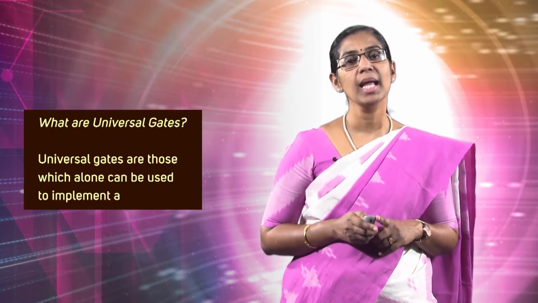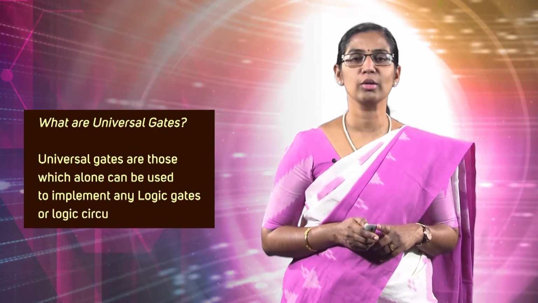What is meant by the word universal? It means a property which is applicable to all cases. What are universal gates? Universal gates are those which alone can be used to implement any logic gates or logic circuits. Using them, we can construct any Boolean expression. The universal gates we mentioned here are NAND and NOR gates. Let's see how they can be used to implement other basic gates.